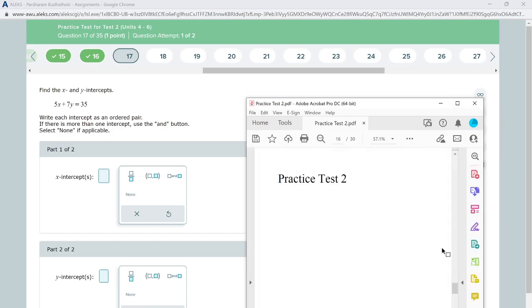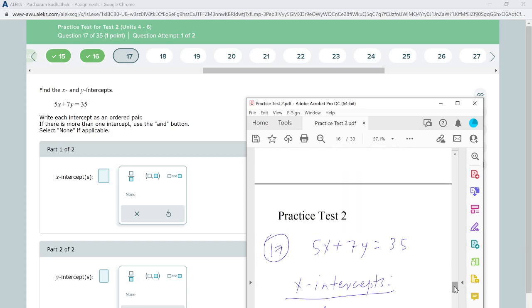So in this equation, first of all, this is problem 17. For finding the x and y intercept, for finding the x-intercept, you have to put y equal to 0. If you are looking for x-intercepts, you have to put y equal to 0 in the equation. So that gives us 5x equal 35.